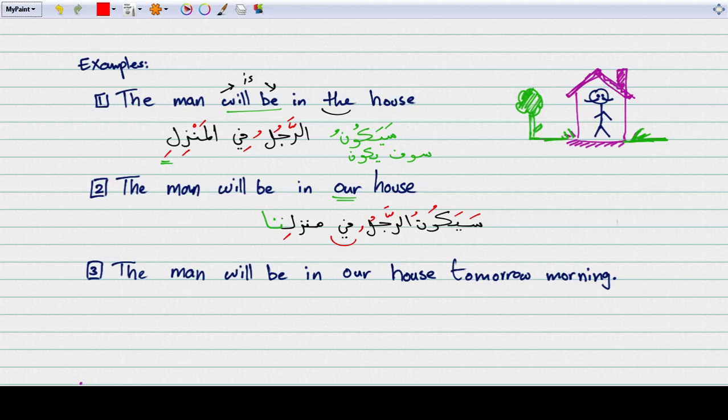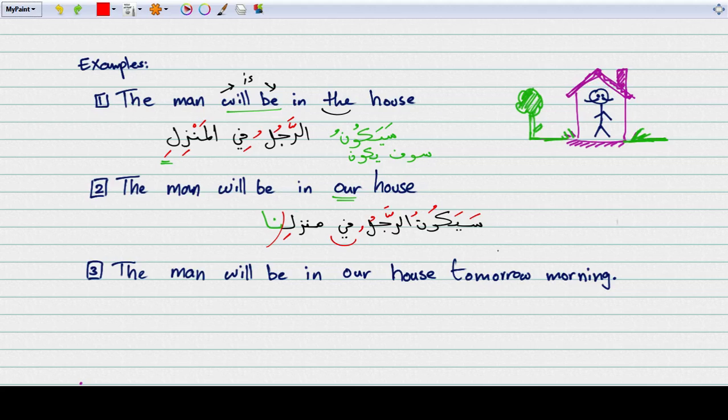Why? You just ignore the pronoun, and you just add the kasra exactly where it was in the previous sentence. سيكون الرجل في منزلي, and you add na. Okay, na. It's always na. It doesn't change. منزلنا. سيكون الرجل في منزلنا.